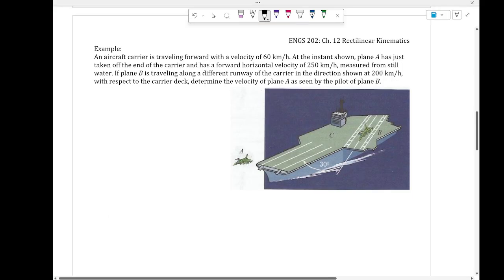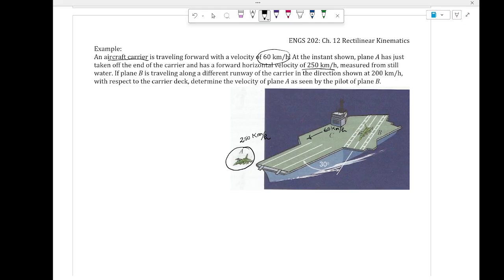All right, I was talking about the velocity. So the aircraft carrier has a velocity of 60 kilometers per hour. At the instant shown, plane A has just taken off from the end of the carrier and has a forward horizontal velocity of 250 kilometers per hour, measured from still water. The actual velocity of this plane is 250 kilometers per hour, and the carrier is moving at 60 kilometers per hour. So those two velocities are given so far.